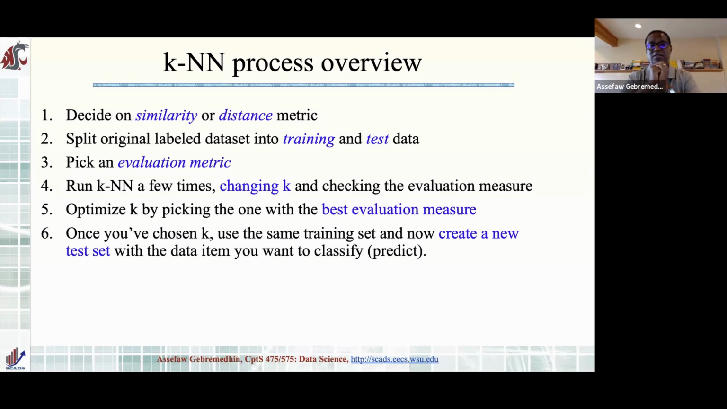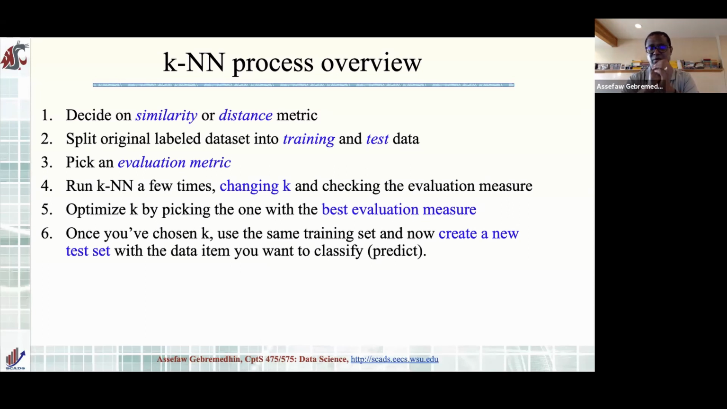So we run k nearest neighbors, this method, a few times by changing k, because we don't know what k is good to use. For that cartoon example we saw, when k was 1 and when k was 3, it led us to make one decision. And when k was 7, it led us to make another decision. Which one is better? We actually don't know which k is a good one to choose. Therefore, we run it a few times by changing k, and using the evaluation metric that we've chosen in step 3, we say how well that method has done. So in step 5, we optimize k by picking the one with the best evaluation measure.